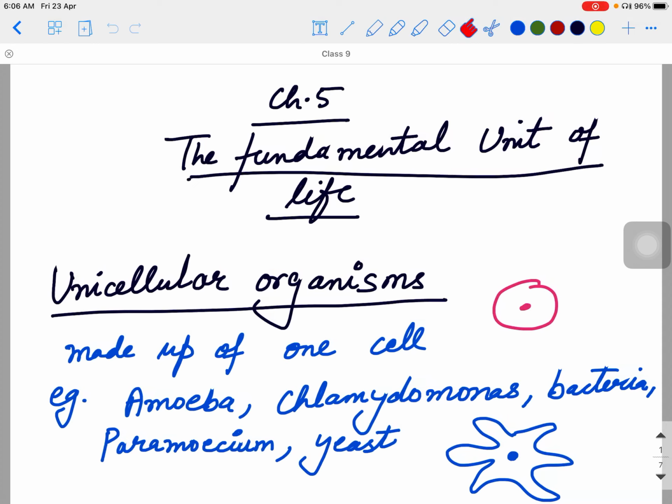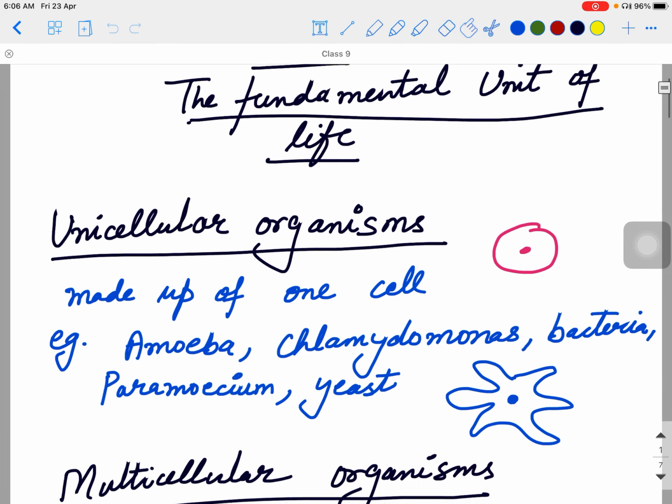Dear students, today we will talk about unicellular and multicellular organisms. So first we will start with unicellular organisms. These organisms are made up of one cell. Examples of such organisms are amoeba, chlamydomonas, bacteria, paramecium, and yeast. Yeast is a unicellular fungi.